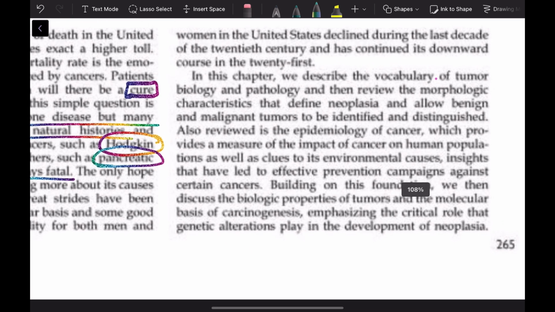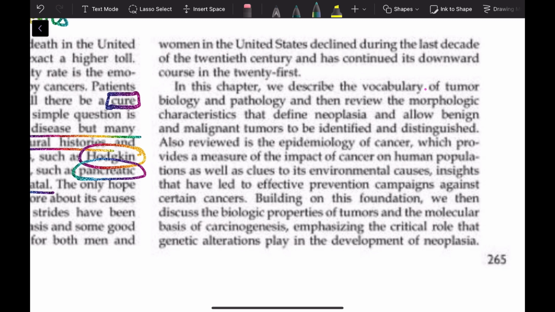In this chapter, we describe the vocabulary of tumor biology and pathology and then review the morphologic characteristics that define neoplasia and allow benign and malignant tumors to be identified and distinguished. So that is what this chapter is going to deal with. It is tumor biology, the pathology, what is neoplasia, and the types of neoplasia. The two most important ones are benign and malignant, right?